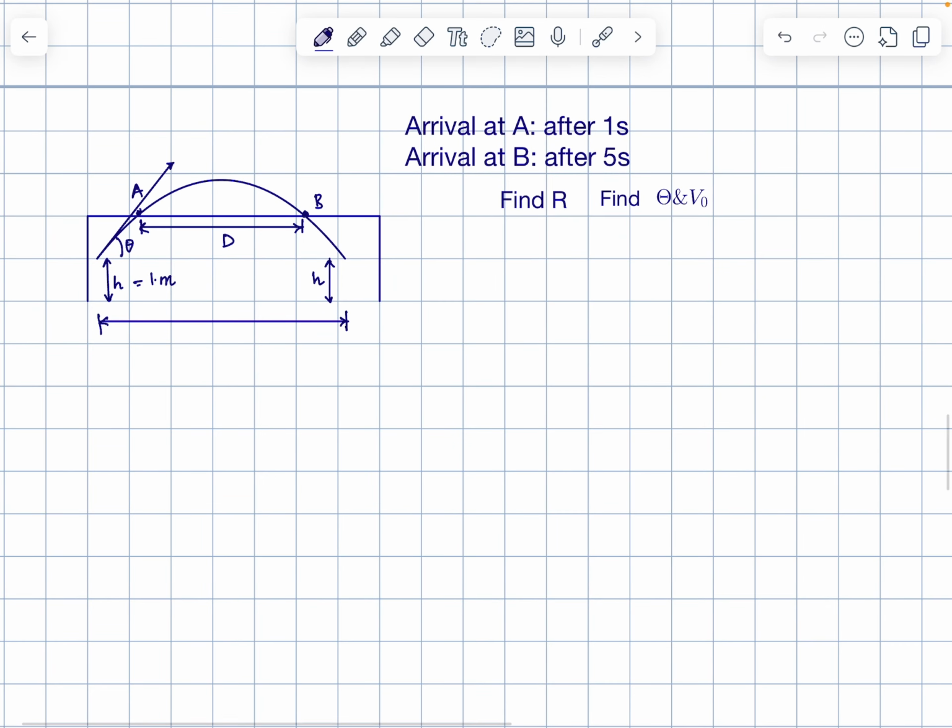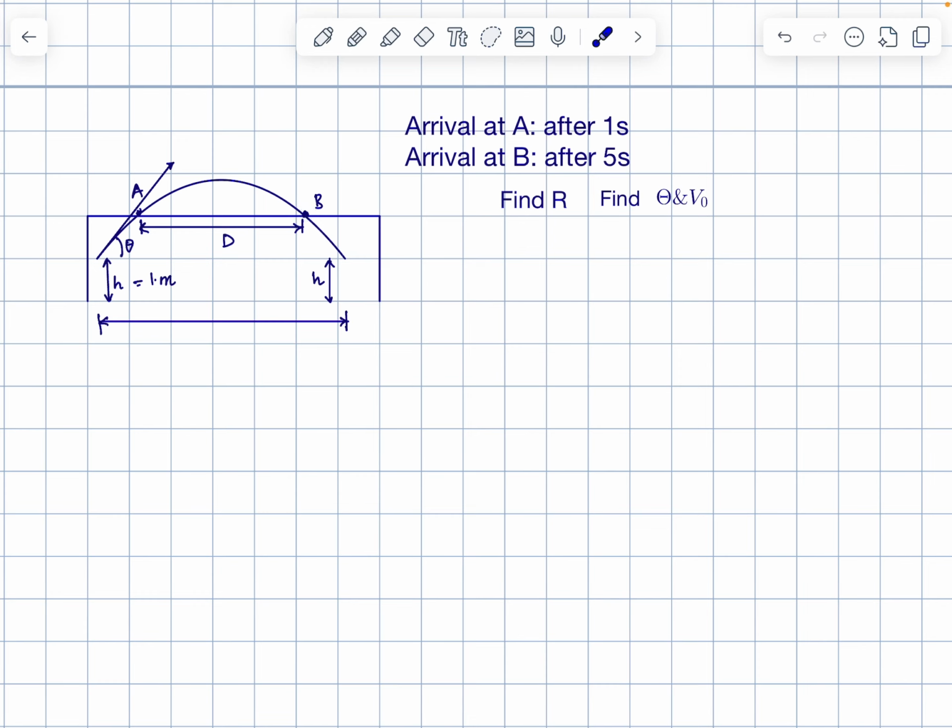Okay, so here we have a situation where we have a ball that is thrown next to a wall. It is thrown at a height of 1 meter, and it is caught at the same height. Here it arrives at point A after 1 second and arrives at point B after a total of 5 seconds.